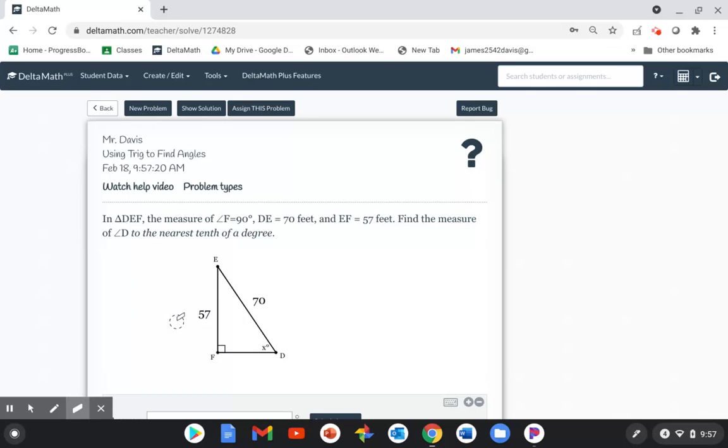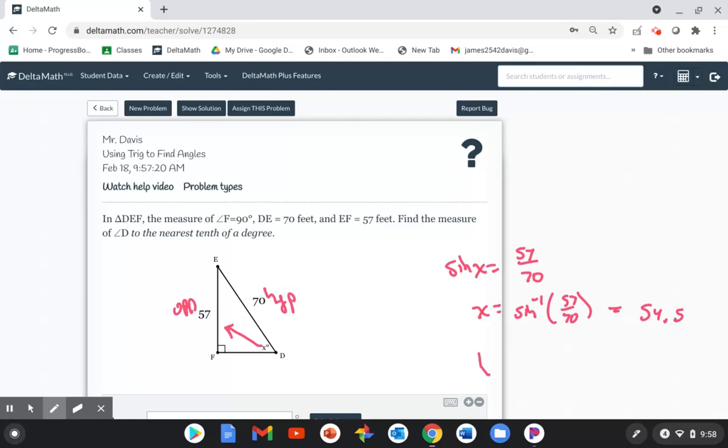So this one, we've got an opposite and a hypotenuse, right? So hopefully you're getting pretty good at memorizing that SOHCAHTOA. Opposite, right? Hypotenuse. That's sine. Sine is opposite over hypotenuse. So sine of x equals 57 over 70. So x is the inverse sine of 57 over 70. Type it in. And we get 54.51 to 54.5.